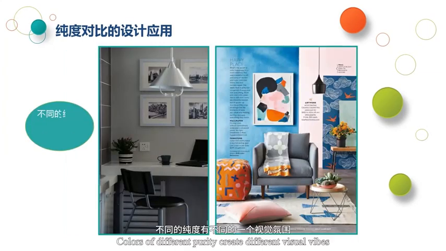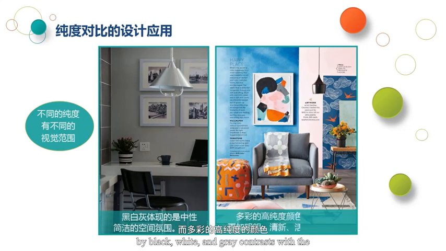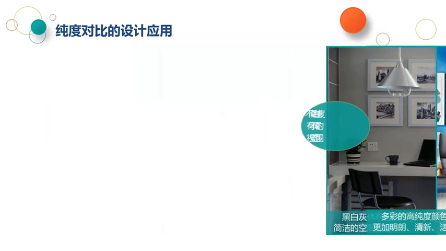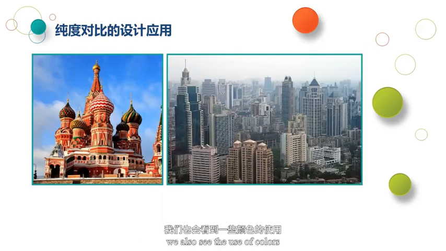Colors of different purity create different visual vibes. The neutral and simple atmosphere embodied by black, white, and gray contrasts with the vibrant atmosphere created by colors of high purity. Similarly, in the appearance of buildings, we also see the use of colors.